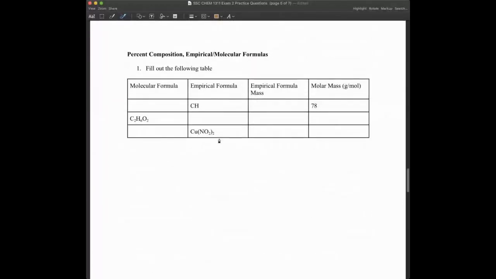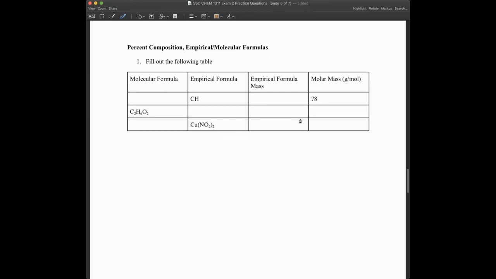Okay, so now we're going to transition. We're going to do a lot more math. So if you have a calculator and a piece of paper, feel free to take it out and work along with me as I go through this problem for you all. Okay, so fill out the following table. We have molecular formula, empirical formula mass, and molar mass. Okay, cool. So let's start with this problem.